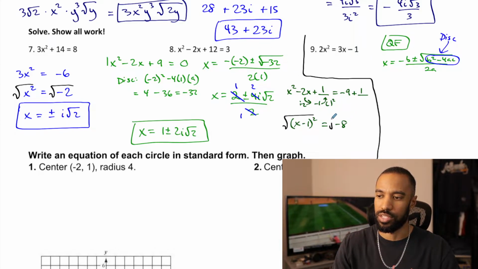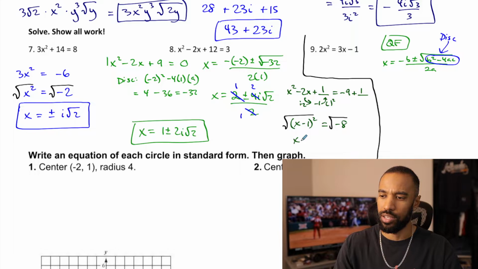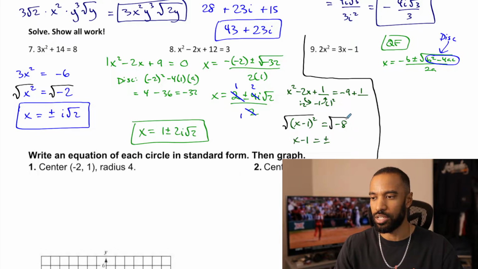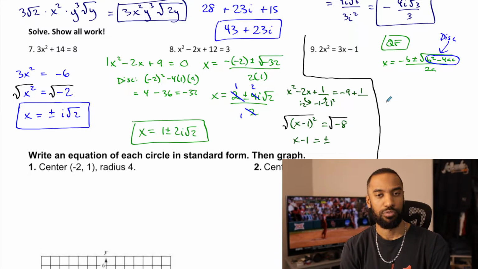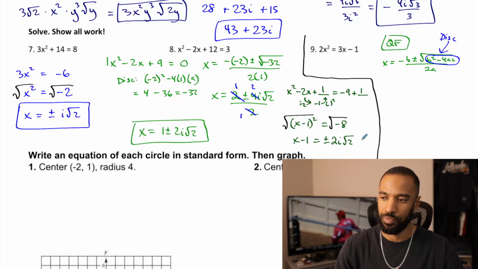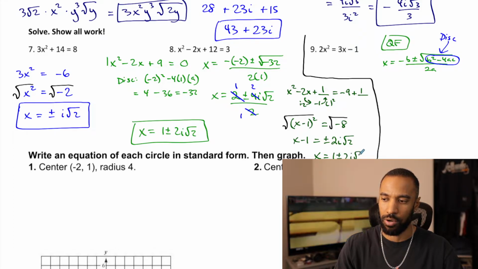I can take the square root of this side and this side, just like I solved right here. So let's keep going. The square root of x minus 1 squared is x minus 1, or absolute value of x minus 1, but I'm going to put a plus or minus there to seal the deal. The square root of negative 8 has an i in it. The square root of 4 times square root of 2 gives you 2 root 2, so this is 2i root 2. Add 1 to both sides, you get x equals 1 plus or minus 2i root 2.